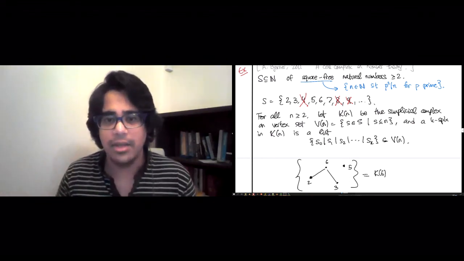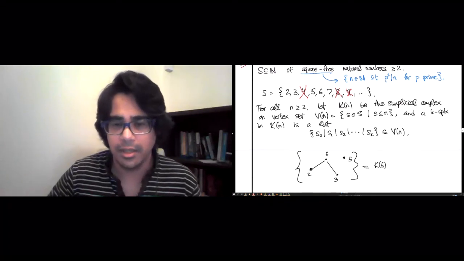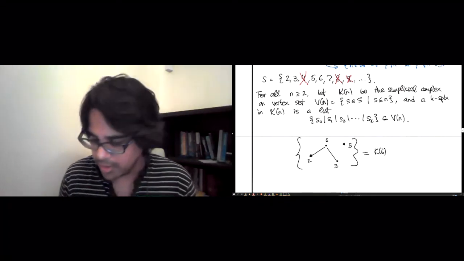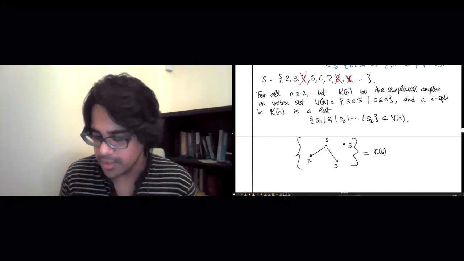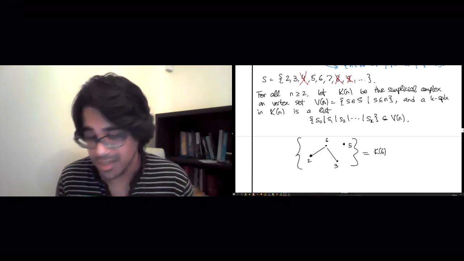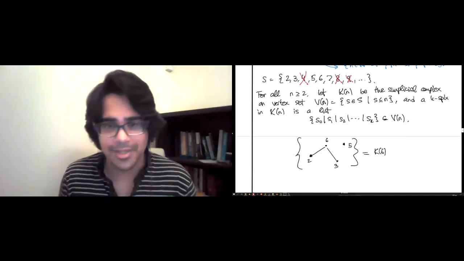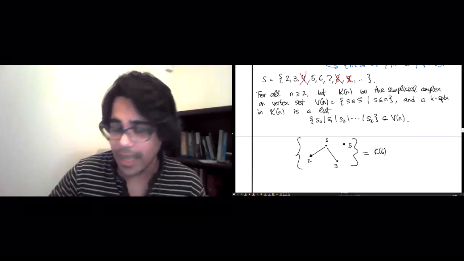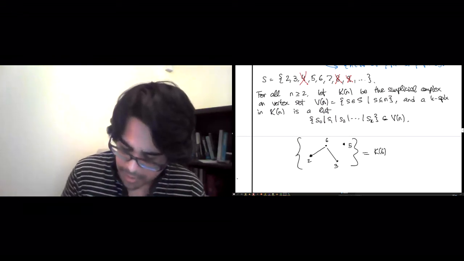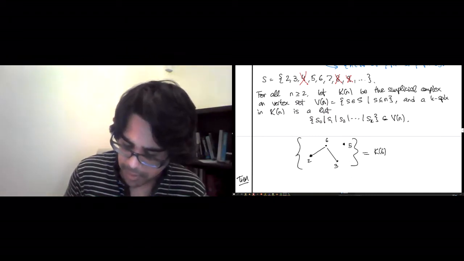And at each n, you can evaluate the Euler characteristic, right? So here, if you look, it's 3 vertices and 2 edges, so I guess the Euler characteristic is 1. Maybe 2: 4 vertices and 2 edges. Okay, Euler characteristic 2.